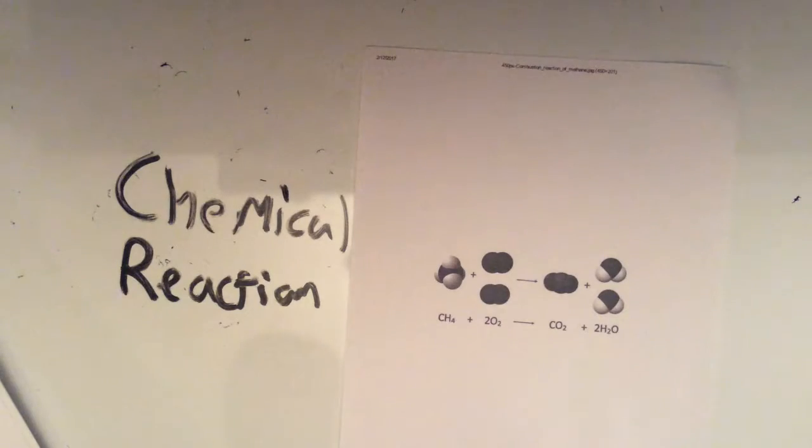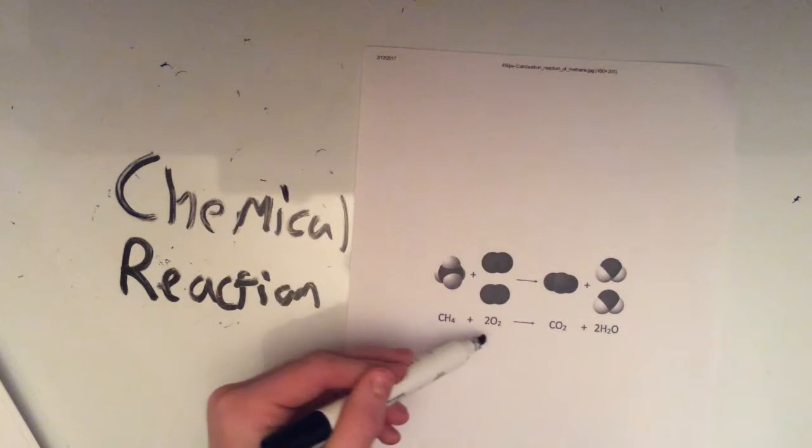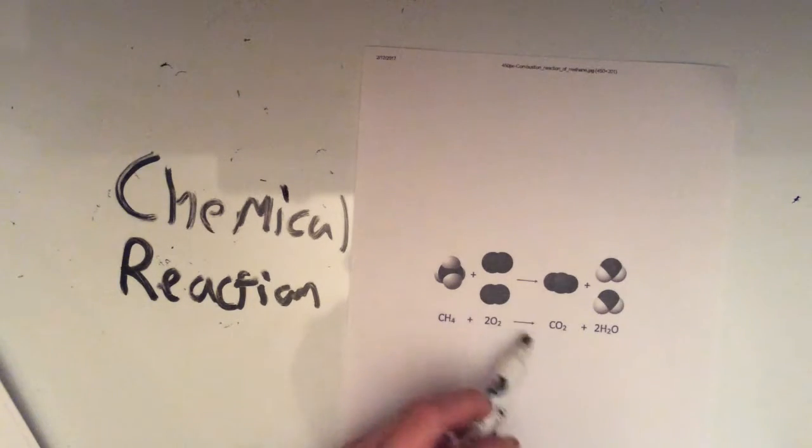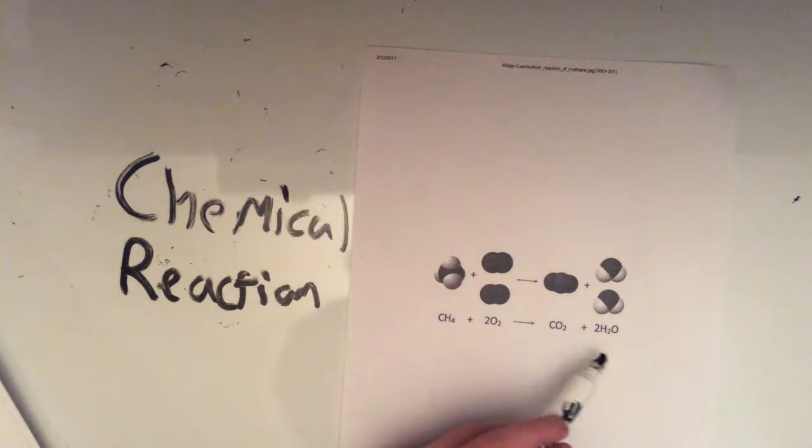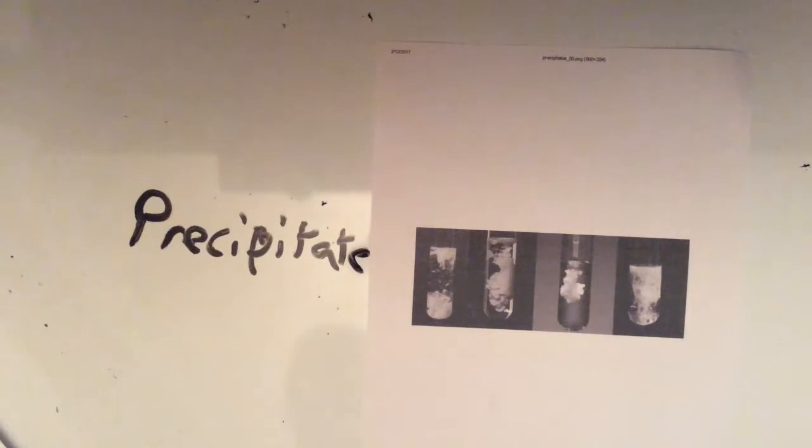Moving on to chemical reaction. Chemical reaction is a chemical change that produces one or more new substances, such as right here we got CH4 and 2O2, and that makes CO2 and two waters. We're moving on to precipitate. It's a solid that forms from a solution as a result of a chemical reaction.